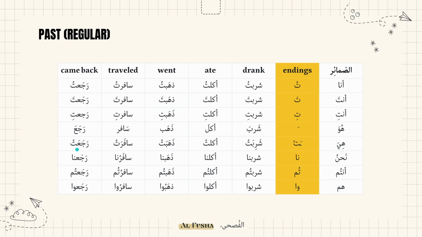رجع, رجعت. نحن رجعنا. أنتم رجعتم. هم رجعوا. Please try to memorize the endings really well and try to practice with these verbs and with other verbs as well that we will have later.